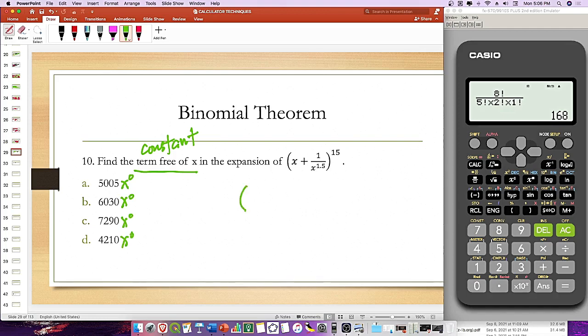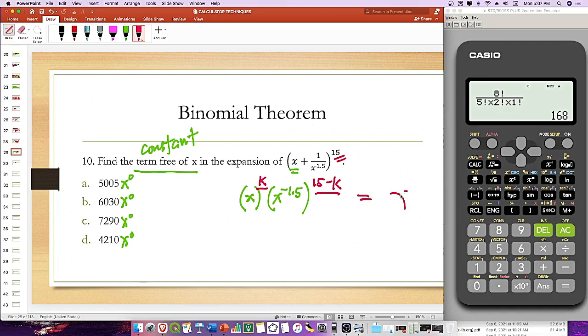Now, since we already know the power of x, which is equal to 0, I will copy this one, and also x raised to 1.5. If I put it on the numerator, the exponent will become negative. We don't know the powers of x and of x raised to minus 1.5, but we know the total exponent. So if this is k, the exponent here is 15 minus k, so that if I add the exponents, the result will be 15, right? That's good.